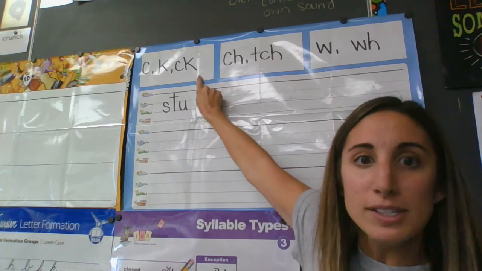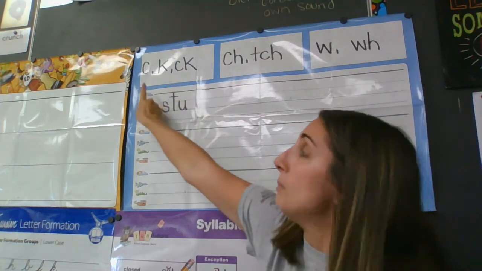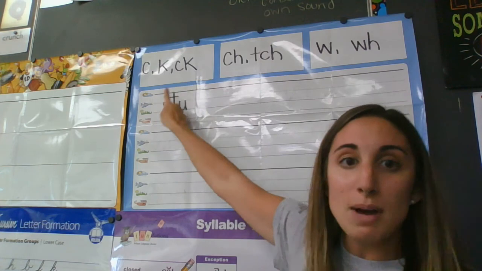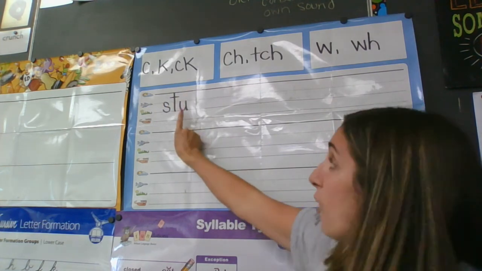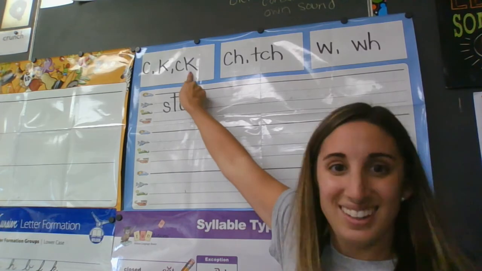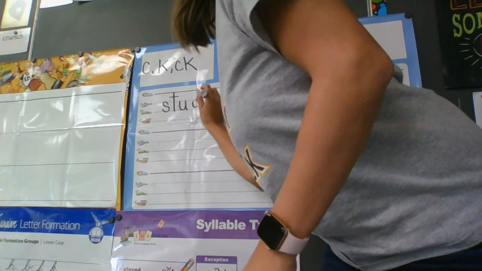Remember, 3 different sounds for k. What am I going to put here? Remember, not many words end with C. What was the rule we talked about yesterday? Does it follow a short vowel? Yes. So what am I using? CK. Make sure you have it spelled correctly.